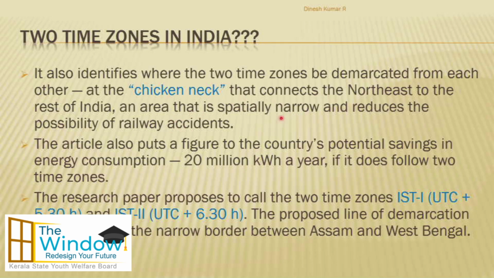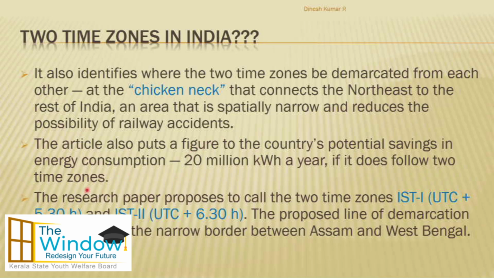Now railway issues are there. We are moving into this. The article also puts a figure to the country's potential savings in energy consumption. They say that in a year there can be 20 million kilowatt hours of energy savings. Why? As I just mentioned, they will not be working at nights in the offices. They will not be using electricity and all these things. So you can save all these things if you implement and work according to 2 different time zones.